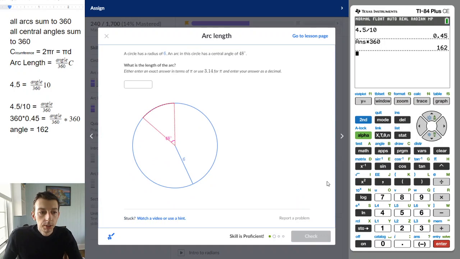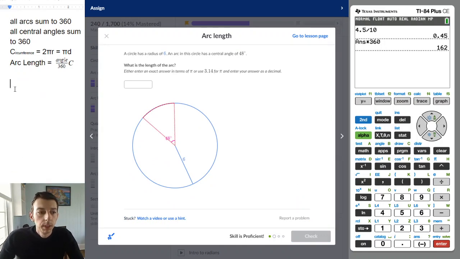Moving on to the next question, I'm going to leave my notes up here. Our circle has a radius of 6, and an arc in this circle has a central angle of 48. What is the length of the arc? So I'm asked to find arc length. I know that my radius is 6, and I know that it has a central angle of 48. So I'm going to take my angle here, that's going to be 48.